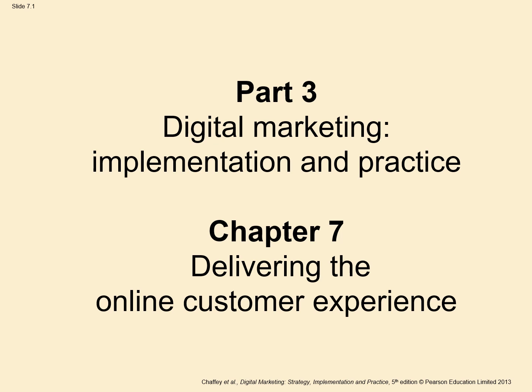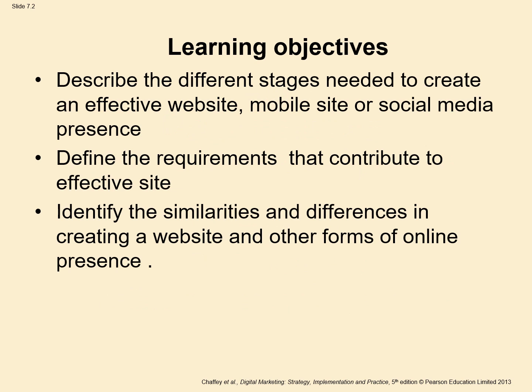Today we're going to learn about Chapter 7, Delivering the Online Customer Experience. There are several things that you have to learn in this chapter. The first one is to describe the different stages needed to create an effective website, mobile site, and social media presence, and to define the requirements that contribute to an effective site. You will also need to analyze the similarities and differences in creating a website and other forms of online presence.